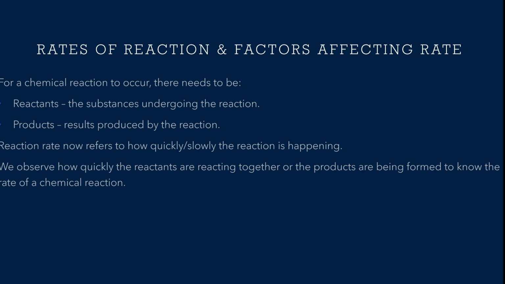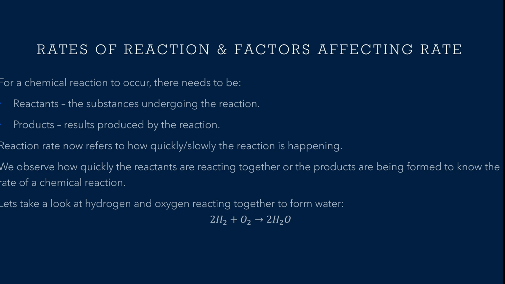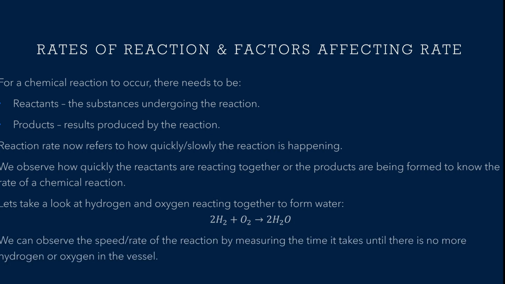of a chemical reaction. Let's take a look at hydrogen and oxygen reacting to form water. We have this chemical equation, as you well know. What we can deduce from that reaction is that we can observe the speed or the rate of that reaction by measuring the time it takes until there's no more hydrogen or oxygen in the vessel. That is, either one of the reactants is depleted. That is when the reaction is complete or it stops, and we can measure the time until that happens to know the exact rate of a chemical reaction.